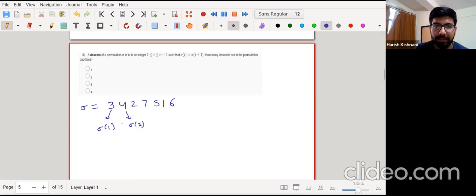See, this is greater, right? Sigma of 2 is 4, it is greater. We want the other way around. So clearly 1 is not a descent. What about 2?